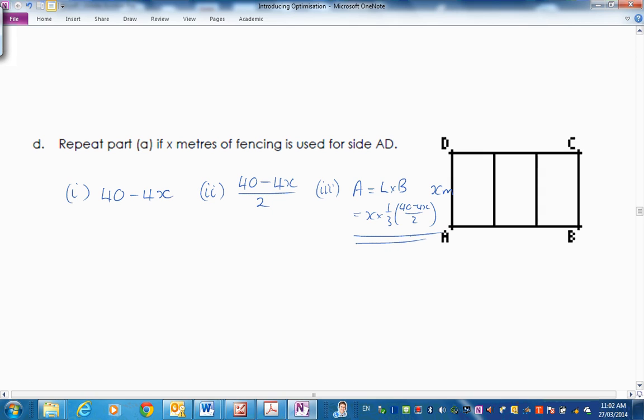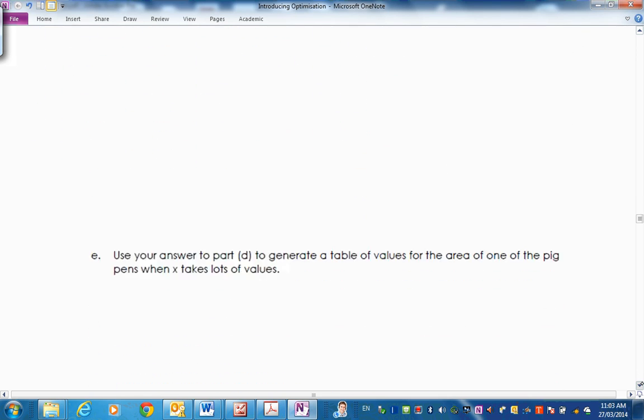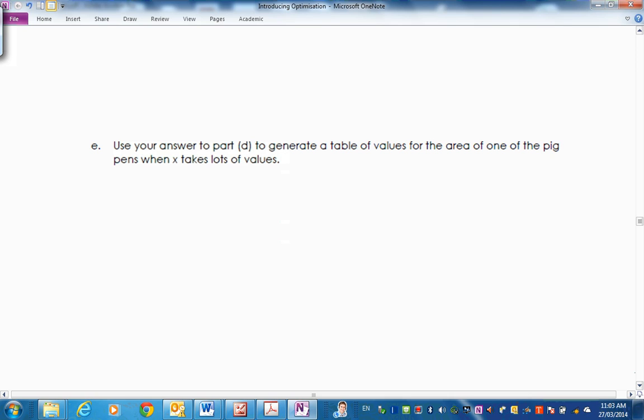Okay. Hey, we've now got a formula which we could generate values for and see the trends in the area as we choose different size lengths for that side of the pig pen. Okay, let's do it and have a look. So, generate a table of values for the area of one of the pig pens when X takes lots of values. Okay, have a go at that and see what you come up with. Okay, pause it and see what's going to happen there.